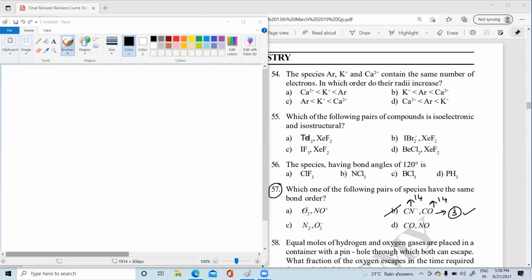If you go for O2, bond order should be 2, and NO plus bond order should be 3, and N2 bond order should be 3, and O2 minus bond order should be 1.5. So like this, students. CO should be 3, we know, and NO should be 2.5. So which has equal bond order here? Option B, students.